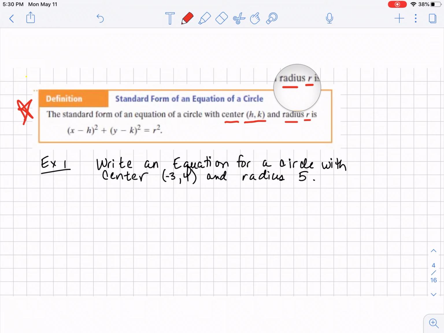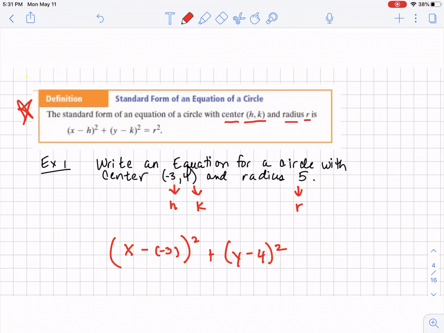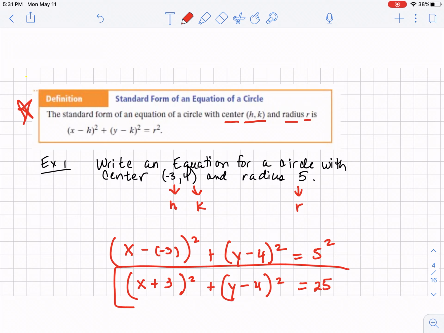So for instance, in example 1, if I wanted to write an equation for a circle with the center (-3, 4) and radius 5, well, simply take that -3 and plug it in for h, take that 4 and plug it in for k, and take that 5 and plug it in for r. So here's what I would get. (x minus -3) squared plus (y minus 4) squared is equal to 5 squared. But you want to simplify that, of course. So x minus -3 is x plus 3, squared, plus (y minus 4) squared is equal to 25. That is an equation of a circle with a center of (-3, 4) and a radius of 5.